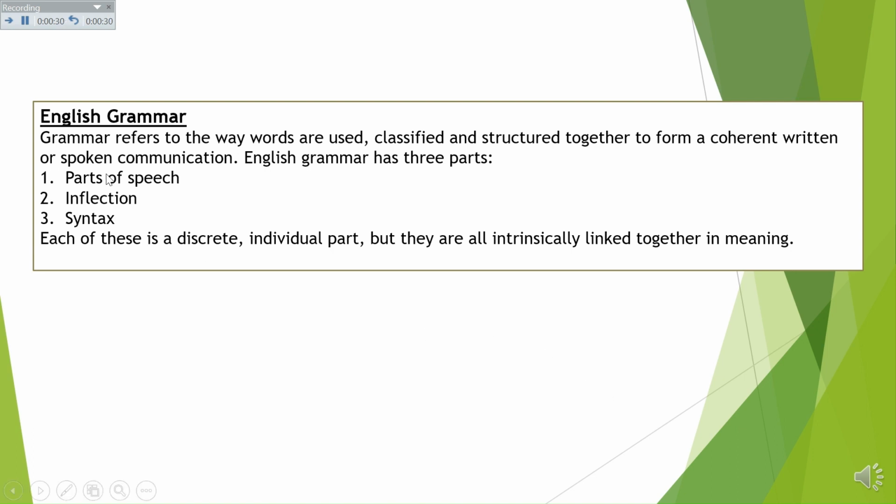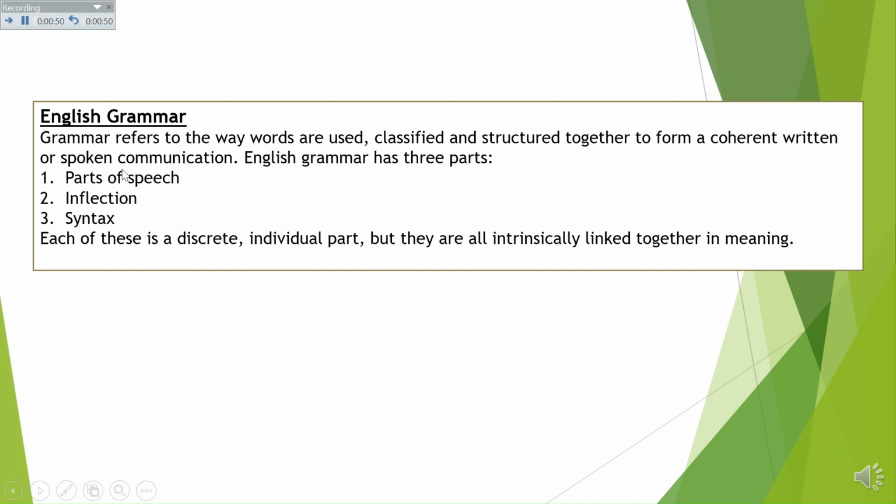What is English grammar, guys? English grammar refers to the way words are used, classified, and structured together, forming coherent (coherent means logical and reasonable) written or spoken communication. English grammar has three parts, guys: parts of speech, inflection, and syntax.